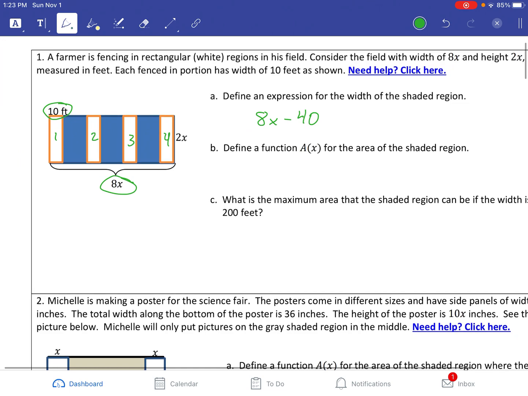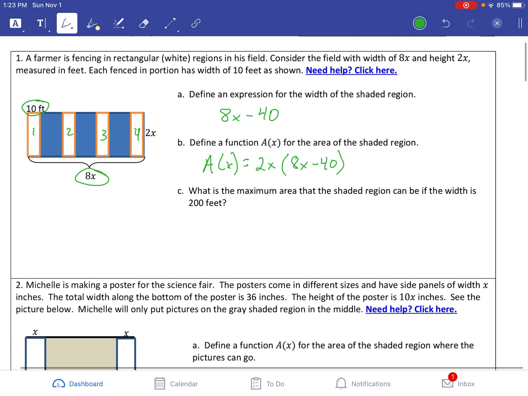Okay, now we want to define a function a of x for the area of the shaded region. Well, the area of a rectangle is base times height. So if we do a of x, I'm going to write the height first, which is 2x, times the base, which is 8x minus the 40, okay, which is what we got in part A.